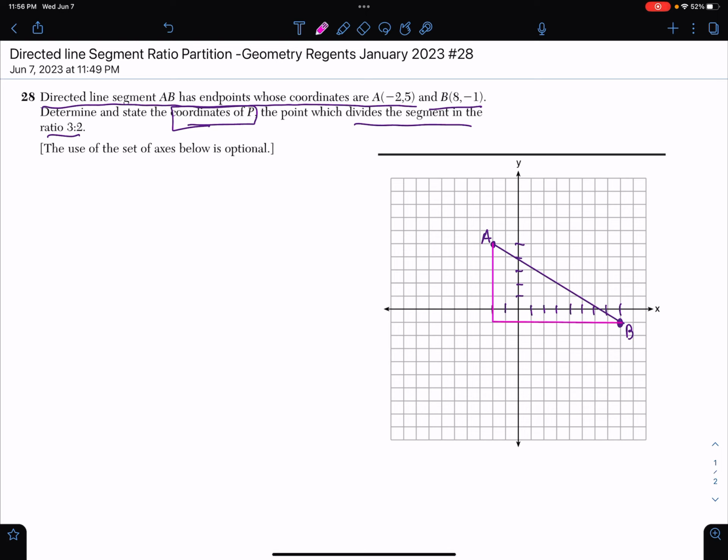Okay, so I drew a right triangle out of this line segment AB, and I can count the segment either vertically or horizontally. I'll try horizontally first. 1, 2, 3, 4, 5, 6, 7, 8, 9, 10. So here I have 10 parts. Now when you go back to the ratio, first you have to understand how many total parts this line segment is going to be separated into. We have 3 plus 2, which means 5 total parts. I counted horizontally 10 spaces, so we do 10 divided by 5, which is 2.